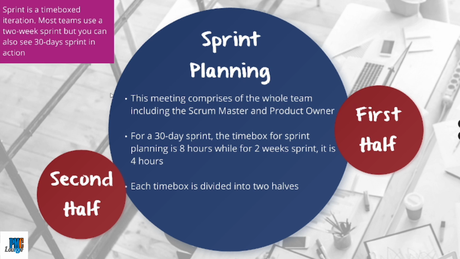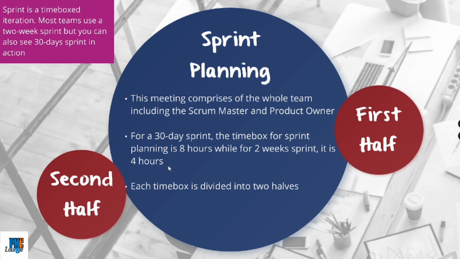So let's talk about sprint planning again. It is a meeting and it comprises the entire team. It includes your scrum master. It also includes the product owner. For a 30-day sprint, because like I said earlier, a sprint could be 2 weeks long or 30 days or any other time box for that matter, the sprint planning meeting is time boxed for 8 hours. That means for a 30-day sprint, this meeting should not exceed 8 hours. But if you have, let's say, a 2 week sprint, this meeting is going to be 4 hours long. So this is the time box that the sprint planning meeting needs to follow.